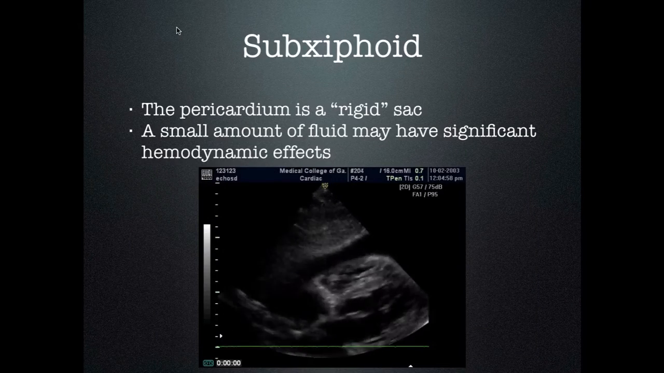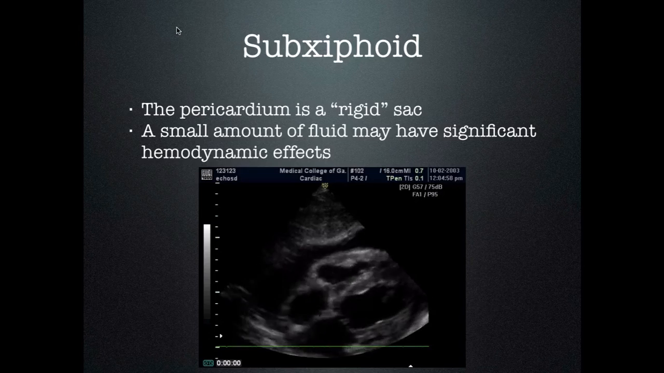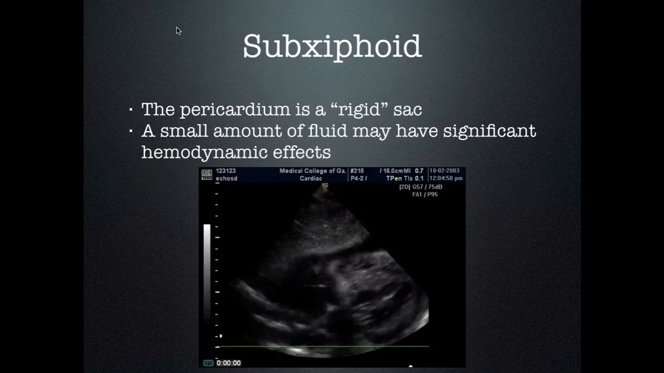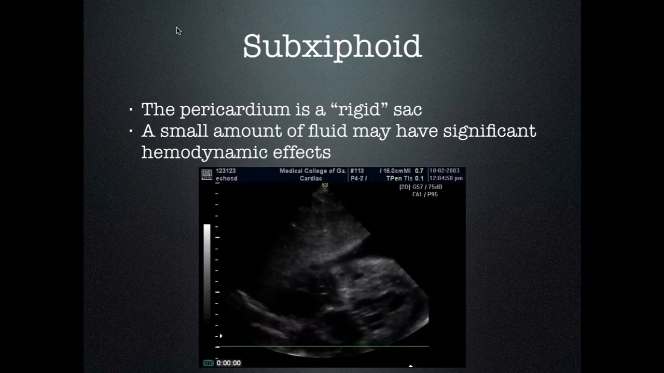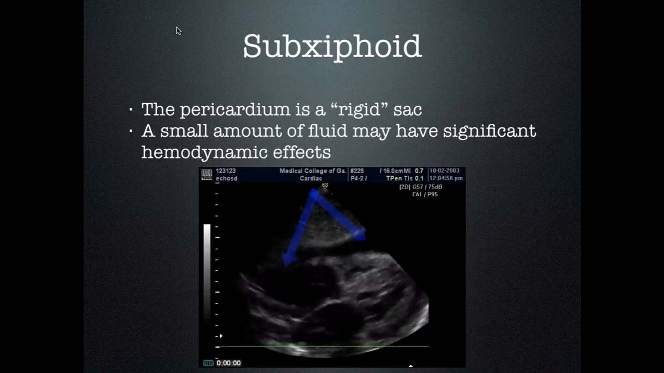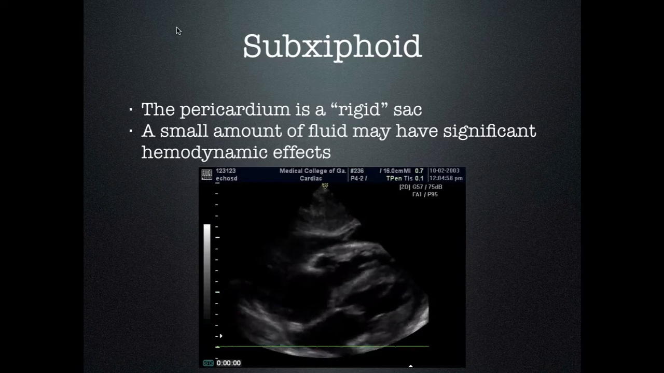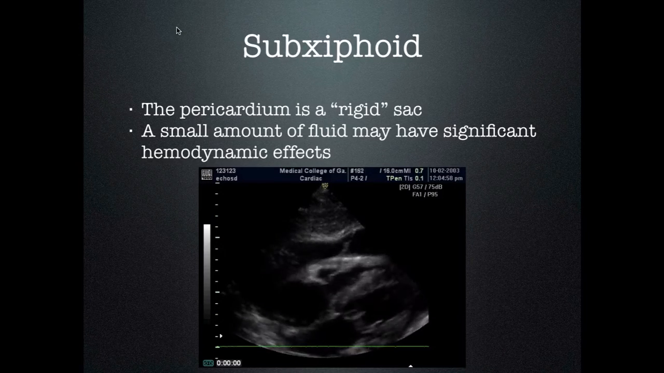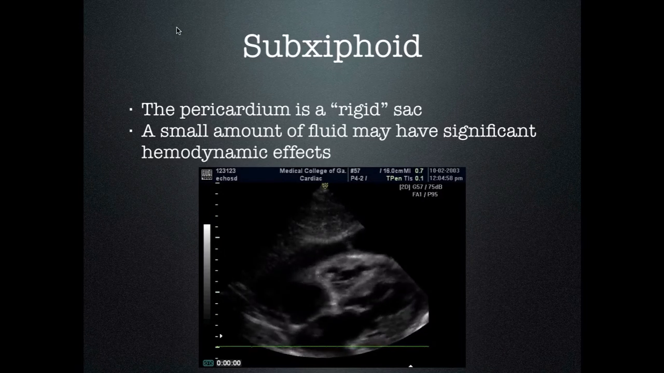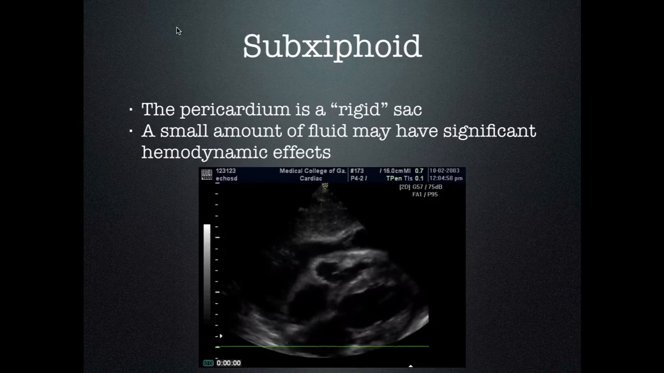The subxiphoid window, again, we are flat across the abdomen. We're angled up underneath the ribs. We're coming through the liver. And here we see the heart beating, but we notice there's a big stripe of fluid around the heart. Remember, a small amount of fluid in a trauma patient may have a massive hemodynamic effect. So small does not necessarily mean that it's insignificant.